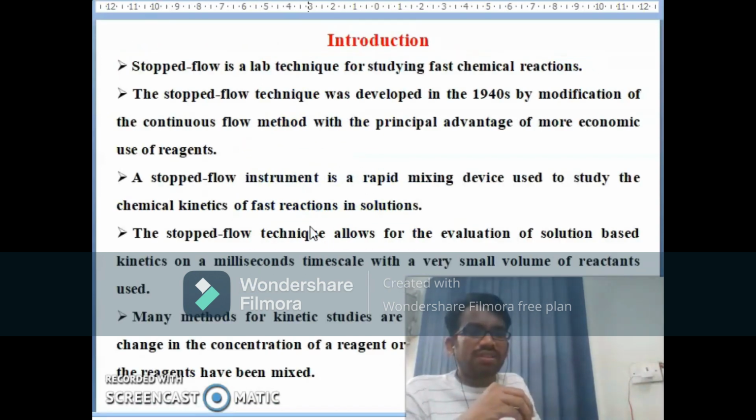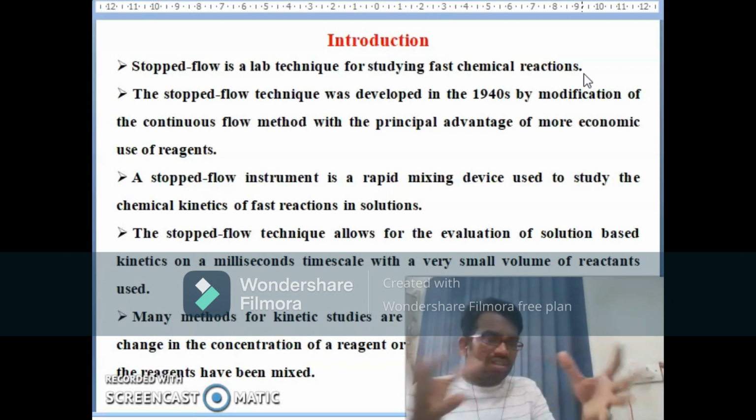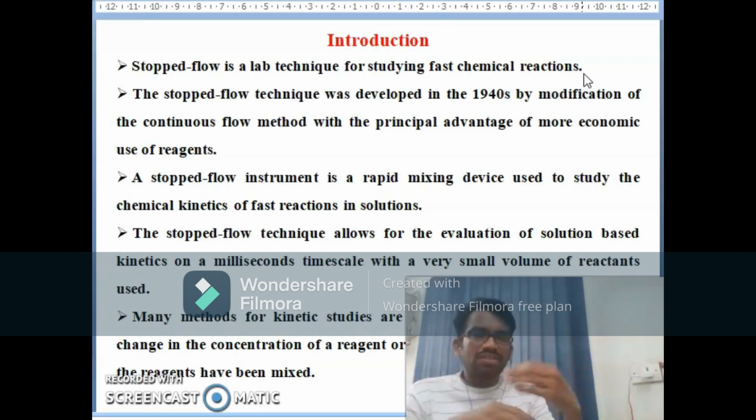Next, the introduction of stopped-flow techniques. Stopped-flow is a lab technique for studying fast chemical reactions. Stopped-flow techniques are used only for fast chemical reactions, like protein folding, refolding, unfolding and changes of structure, where reactions change very fast. Stopped-flow techniques were developed in the 1940s by modification of continuous flow methods. So the stopped-flow technique developed from the continuous flow methods.